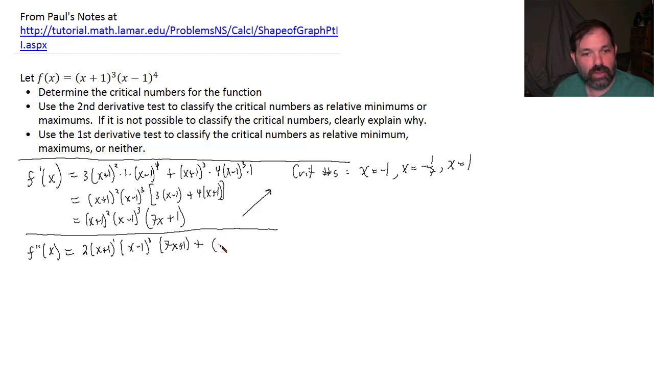Plus, leave the first factor alone, x plus 1 squared. Take the derivative of the second factor: 3 by x minus 1 squared by 1, and then times the 7x plus 1. Plus, now leave the first 2 factors alone: x plus 1 squared, x minus 1 cubed, 7. Alright, what can I factor out? I've got a common factor of x plus 1 to the first power. I have a common factor of x minus 1 squared.